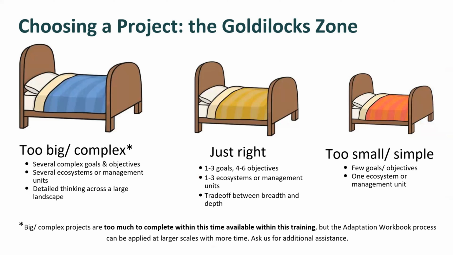Using the Goldilocks graphic as a guide, we encourage projects that have some complexity, but not so much that it's overwhelming. The trick is to select a project or a portion of a larger project that contains relatively few ecosystem types and only a handful of objectives for each ecosystem. Your project can cover a larger area if the area is fairly homogeneous and not too complex. If you have a really complex ecosystem or issue, you might need to work through it at a smaller scale. If you're working at a very large scale, please contact us for additional information.